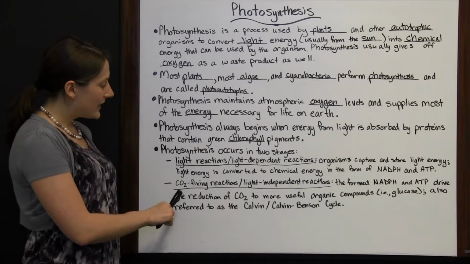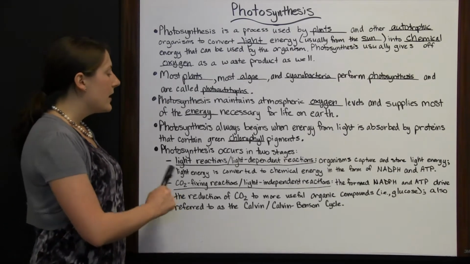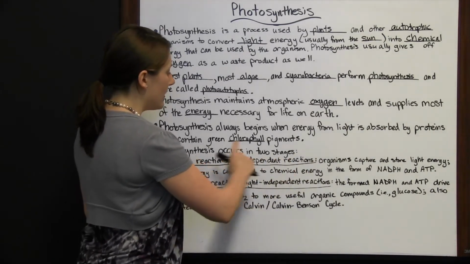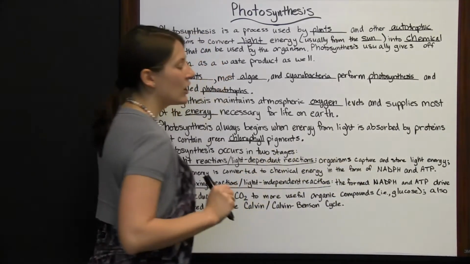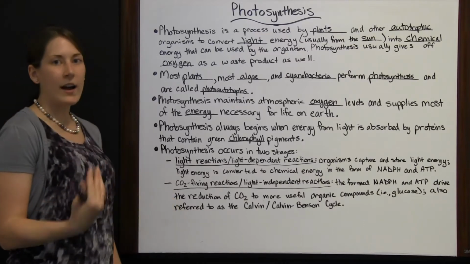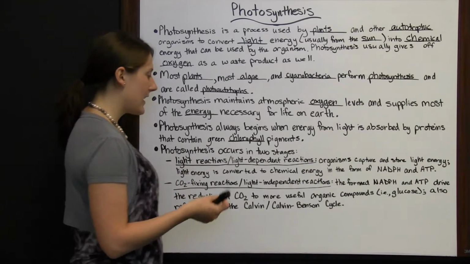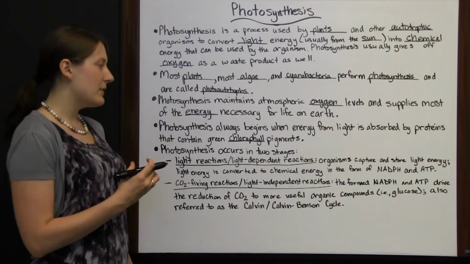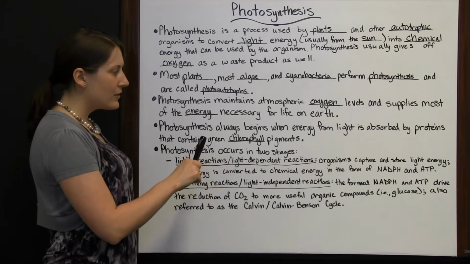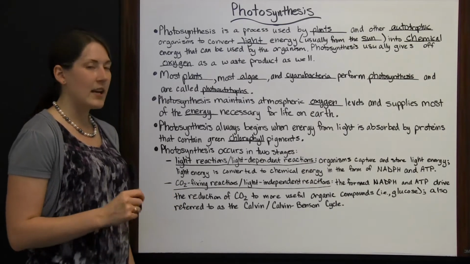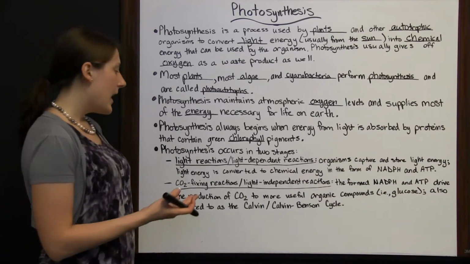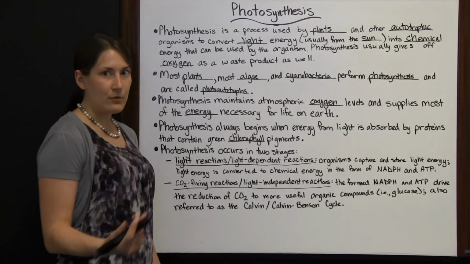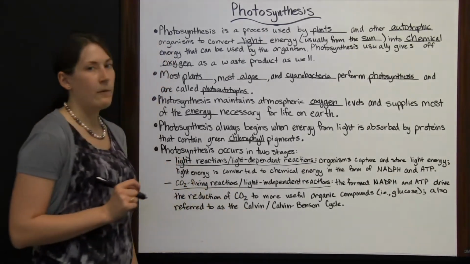Then there are the carbon dioxide fixing reactions, or light-independent reactions. These are ones that can happen even whenever light isn't present, as long as there was some energy harnessed in that plant already. So these don't have to happen while there is light present supplying energy. They can happen later. And this is when the formed NADPH and ATP, already stored in that autotroph, those two energy molecules drive the reduction of carbon dioxide to more useful organic compounds, such as glucose. And this is also referred to as the Calvin or Calvin-Benson cycle. So when the carbon dioxide is reduced, that process can be called the Calvin or Calvin-Benson cycle as well.